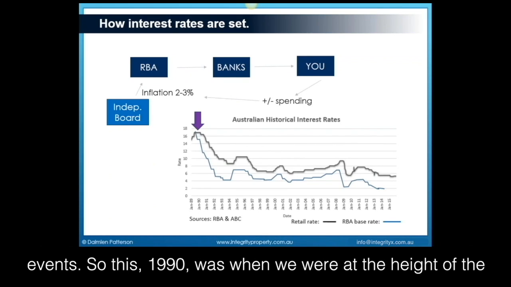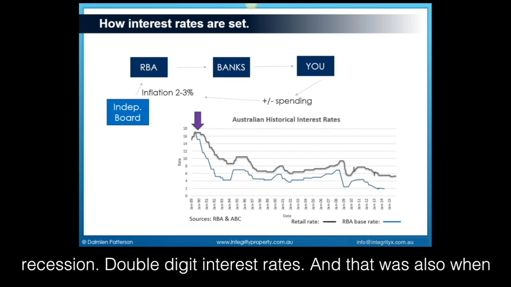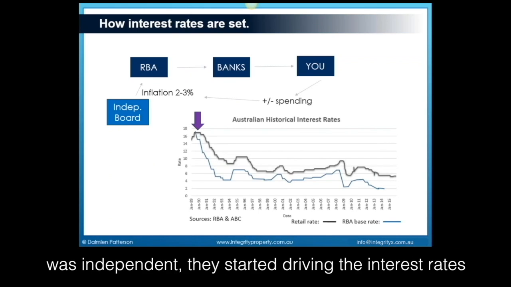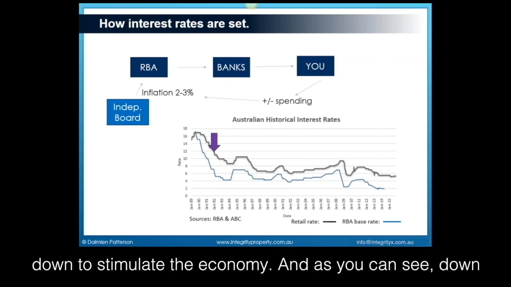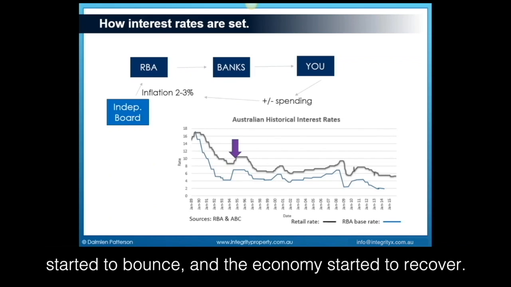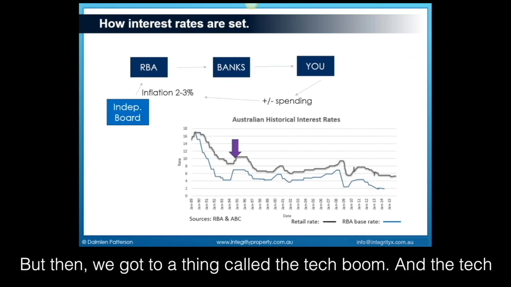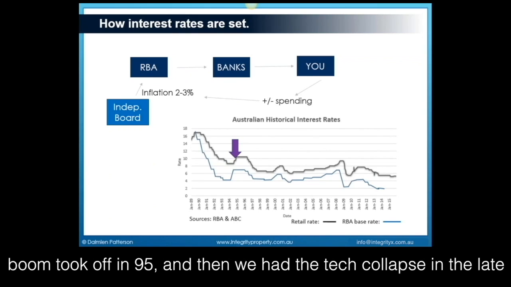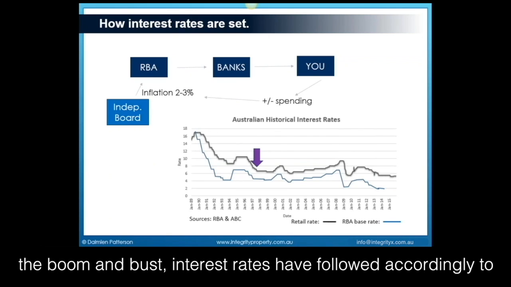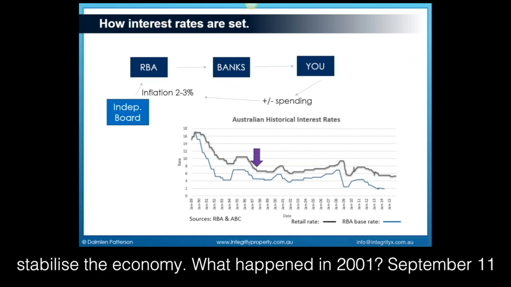So this 1990 was when we're at the height of the recession, double-digit interest rates. And that was also when the board was made independent. As soon as the board was independent, they started driving the interest rates down to stimulate the economy. And as you can see, down came the interest rates. When we got to about 95, 94, things then started to bounce and the economy started to recover. But then we got to a thing called the tech boom. And the tech boom took off in 95, and then we had the tech collapse in the late 90s. So we dropped interest rates again. So you can see during the boom and bust, interest rates have followed accordingly to stabilise the economy.